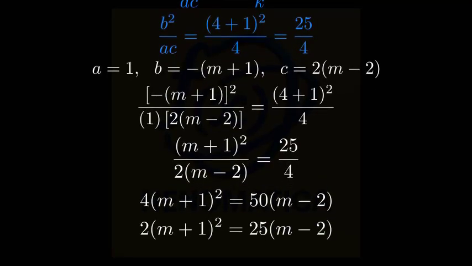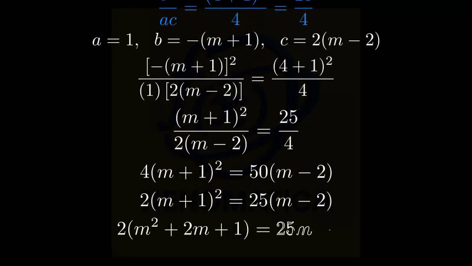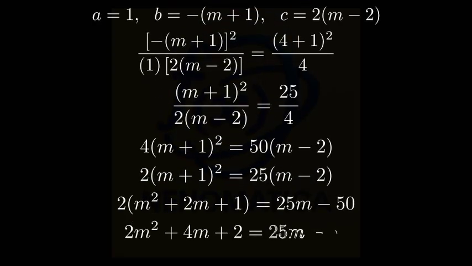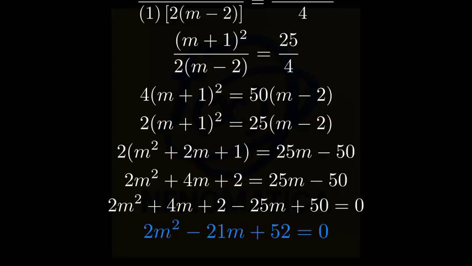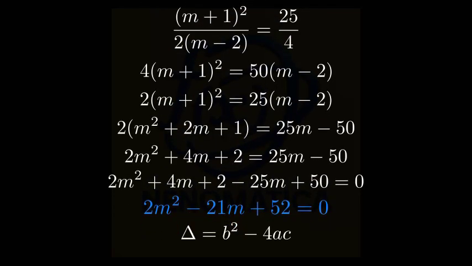Step 5. Compute the discriminant delta equals b squared minus 4ac. Now plug in a equals 2, b equals negative 21, c equals 52. Simplify to get 25, which is positive.